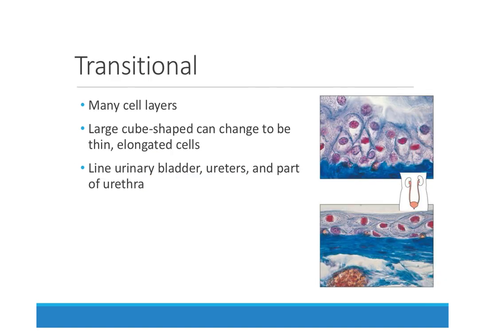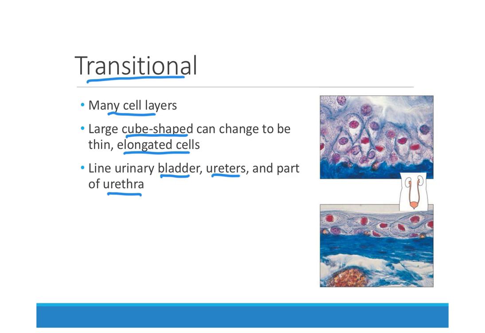Our last type of epithelial cell is transitional epithelium, and this has multiple cell layers. It's stratified, but it is a specialized type of epithelial cell because the cells can go from a cube-shaped cell to a thin, elongated cell. And transitional epithelium is found in your urinary system. It's part of your bladder and the ureters that carry the urine from the kidneys to the bladder, and even part of the urethra on the way out, because these tissues all need to be able to stretch.